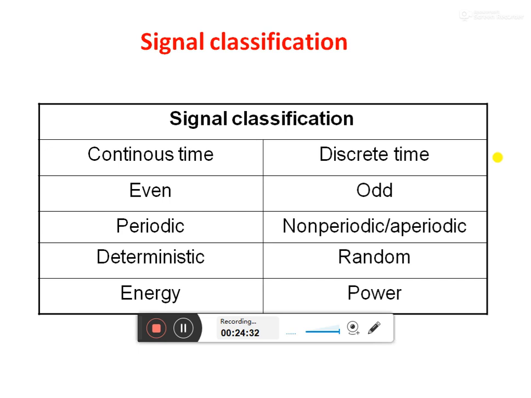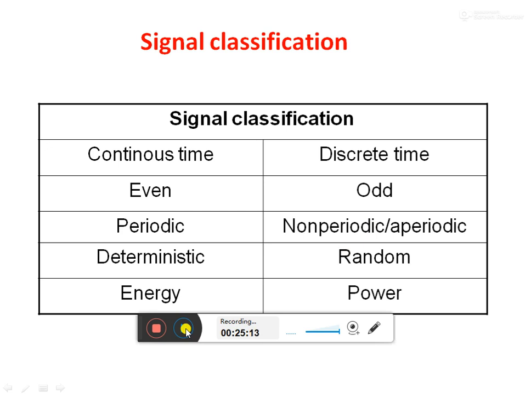Now, we have classified the signal based on their time value as continuous time and discrete time. Similarly, based on the behavior of the signal, we can classify the signal as even and odd signals, periodic and non-periodic signals, also termed aperiodic signals, deterministic and random signals, and energy and power signals. This table gives a brief classification of the signals based on their properties. Let's take up this classification of signals in the next coming session.